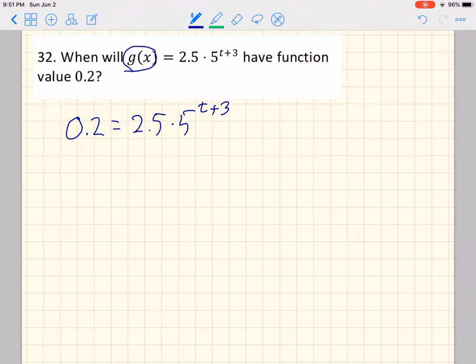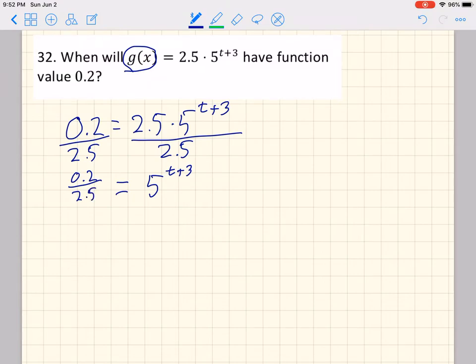My first move whenever I'm solving exponential equations like this is to try and isolate that base if I can. So I'm going to divide both sides by 2.5, and 5 to the t plus 3 is equal to 0.2 over 2.5. I don't really like that fraction, but I'm just going to let it be because I can let my calculator deal with it.